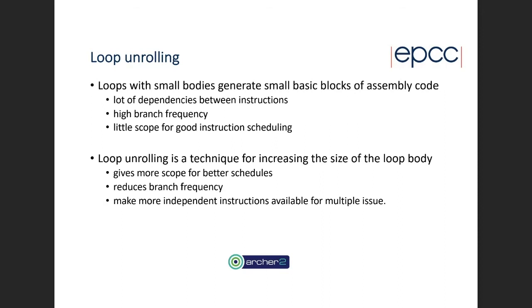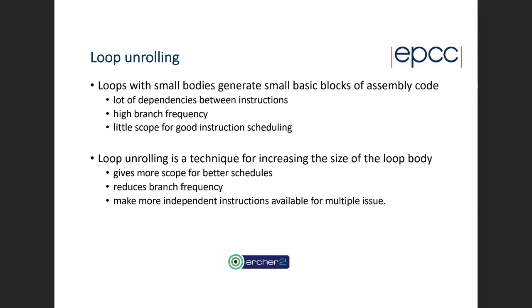You'll also have a fairly high branch frequency. If there's only a certain number of instructions in the loop body, then every time you go around the loop, you have to take a branch, and there's not much scope for good instruction scheduling. There aren't many instructions. There's a lot of data dependencies between them. The compiler cannot do very much.